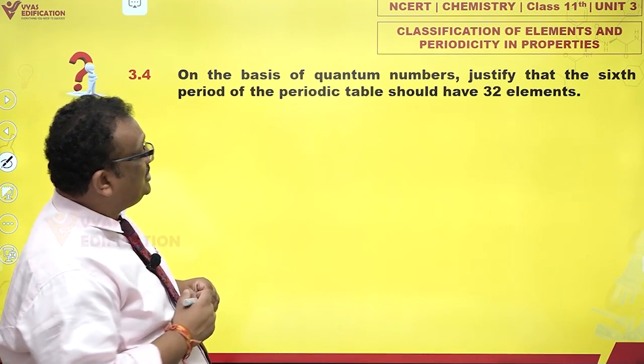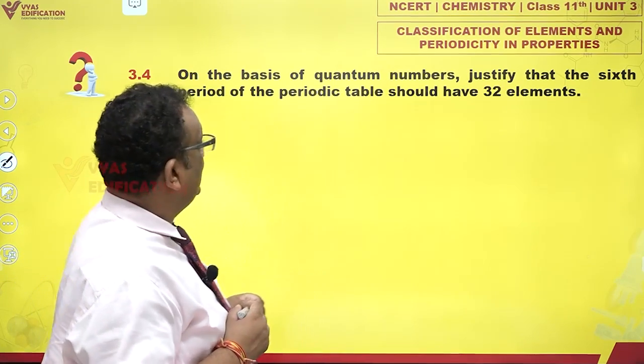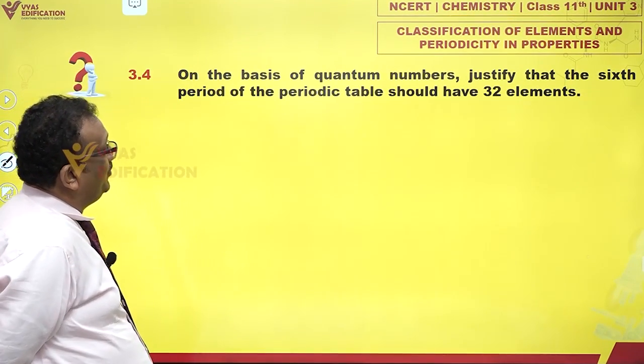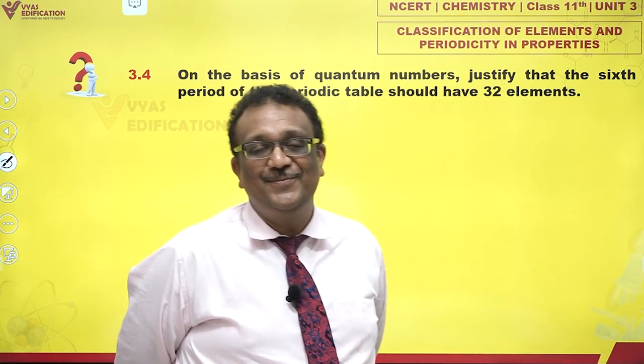On the basis of quantum numbers, justify that the sixth period of the periodic table should have 32 elements.